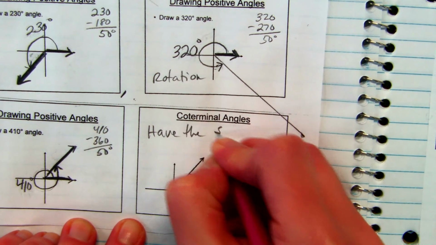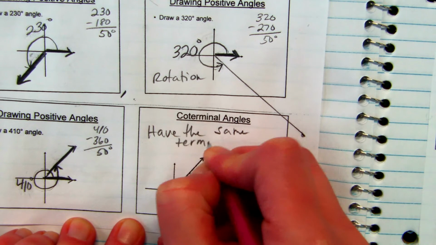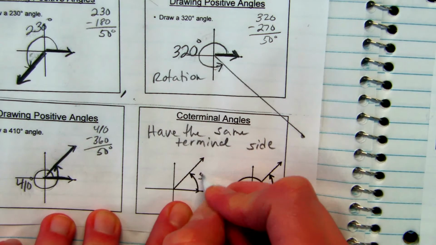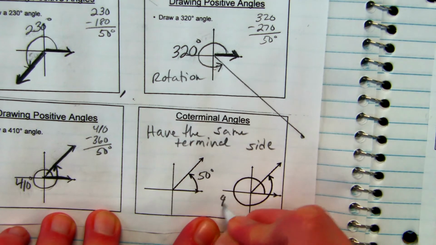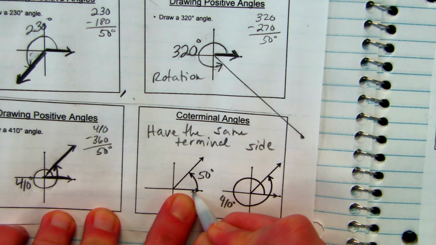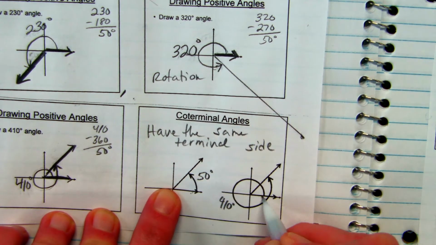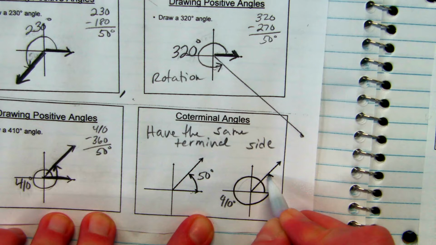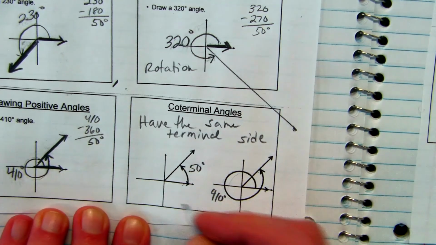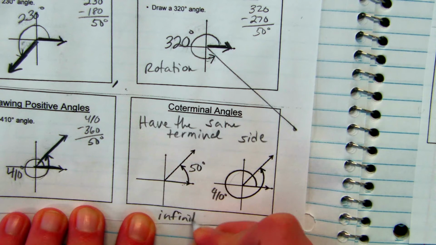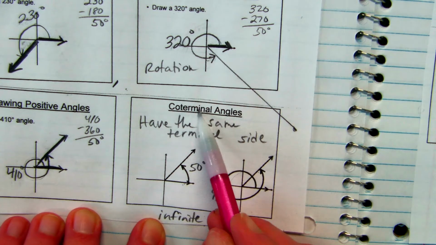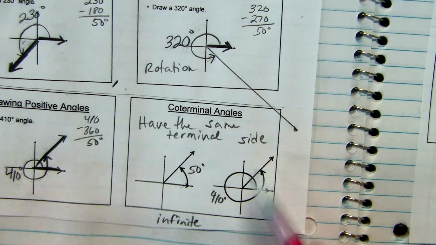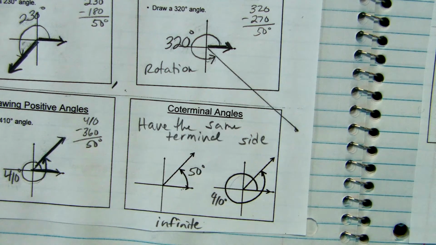All right, so a vocabulary term: coterminal angles. They have the same terminal side. In our example here, this is the 50 degrees, and then here's the 410. It started in the same place, it stopped in the same place, but this one went around a whole turn before it stopped. Does that make sense? You can have an infinite number of coterminal angles because you can keep going around and around. I'll show you how to get those.